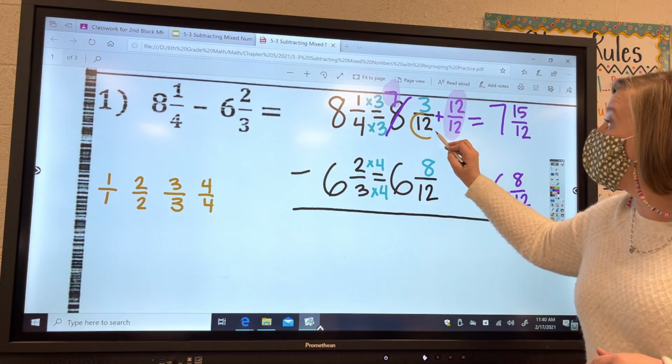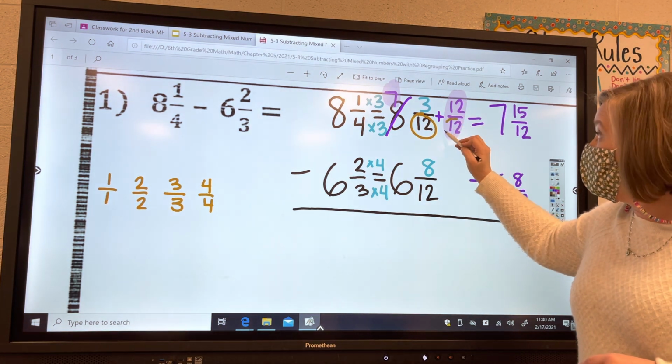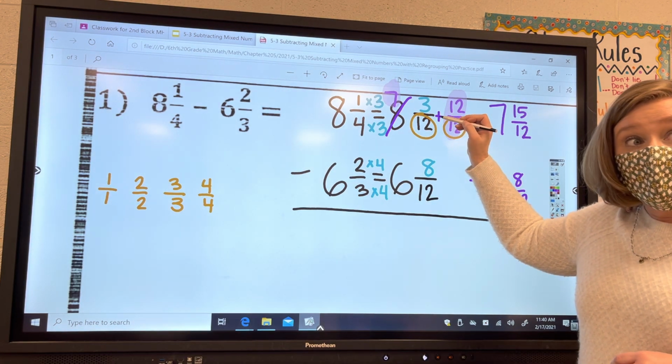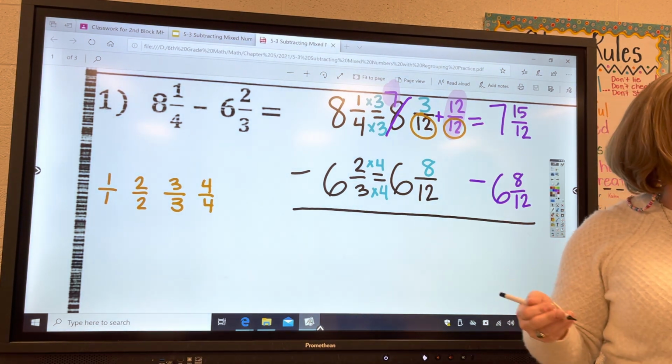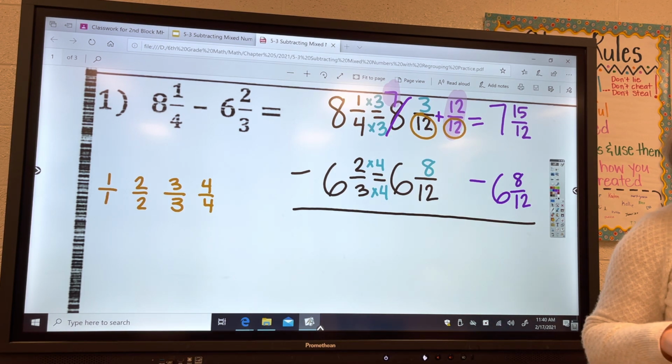Because I had a 12 here, what did I want it to be here? I wanted it to be a 12. So I just did 12 12s. You always use whatever your denominator is. Does that make better sense? See, I knew we'd have some bells going off. The more you do it, the more you question, the better you understand. It's better than no things, right?